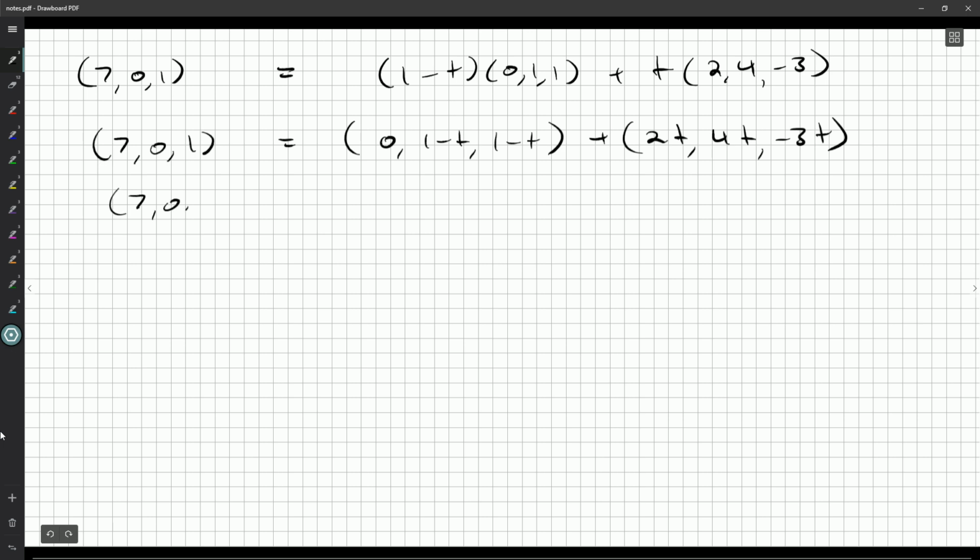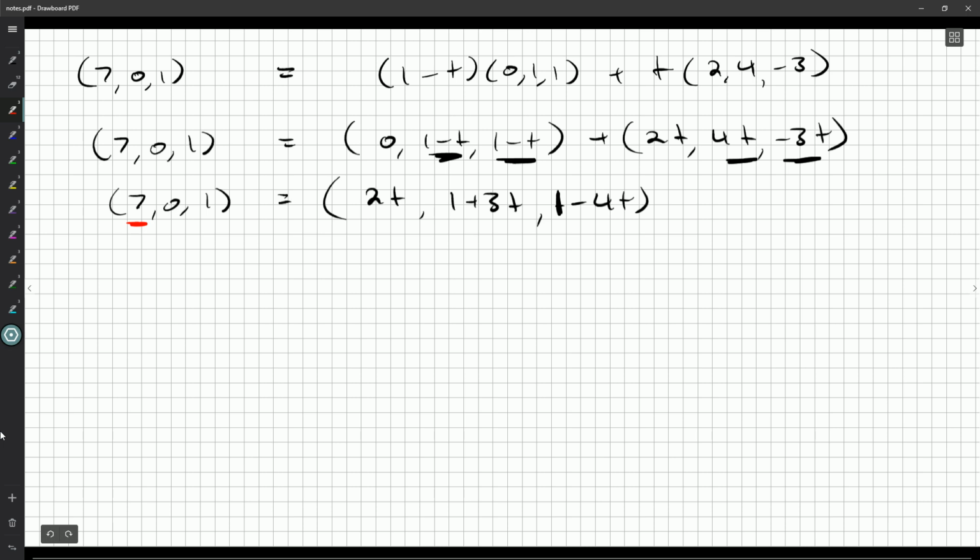Okay, now simplify the right-hand side a bit more. 0 plus 2t is 2t. 1 minus t plus 4t will be 1 plus 3t. 1 minus t plus negative 3t will be 1 minus 4t. So now we want to solve for the value of t that makes this equation true.